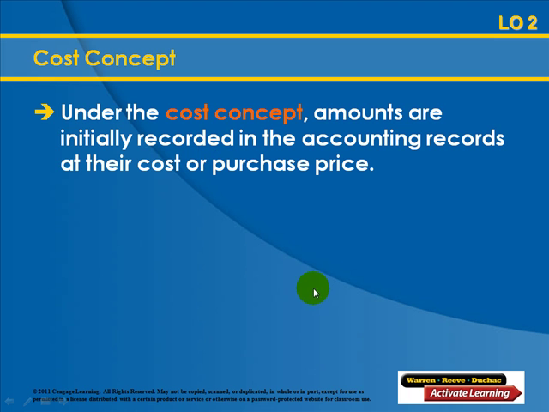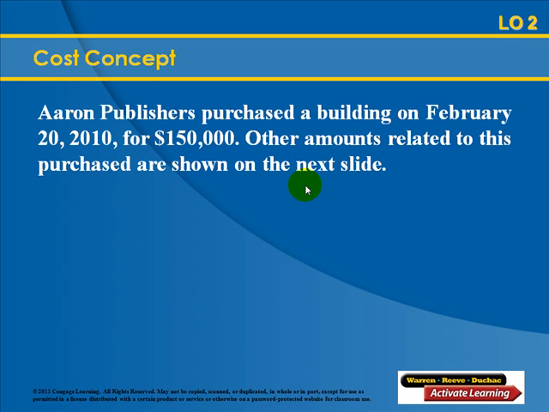Now, we have what's known as the cost concept, and under the cost concept, amounts are initially recorded in the accounting records at their cost or purchase price. So whatever you paid for it, whatever the cost was, is what you will record that asset for in the books. For example, Aaron Publishers purchased a building on February 20, 2010 for $150,000. Other amounts related to this purchase are shown on the next slide.